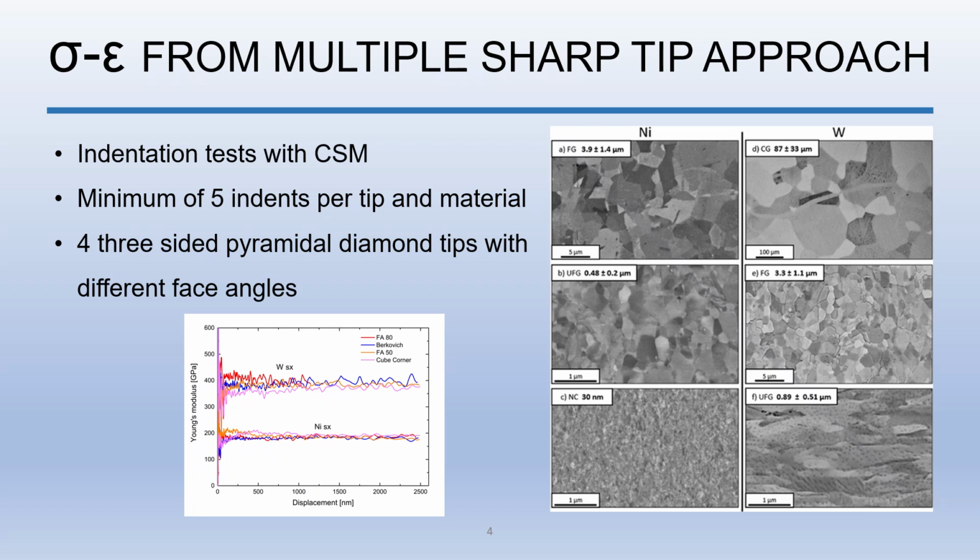Continuous stiffness measurement allows the mechanical properties to be measured continuously as a function of the indentation depth. For isotropic materials, a stable horizontal Young's modulus profile over displacement is a good indicator of reliable measurement, as shown in the image on the left.